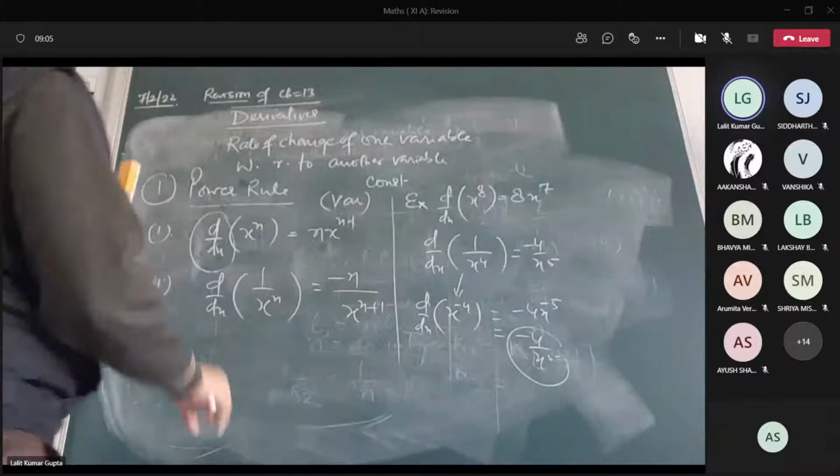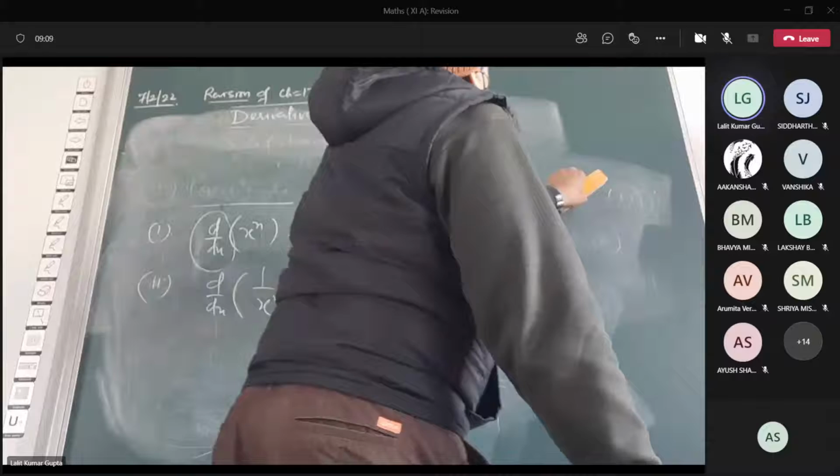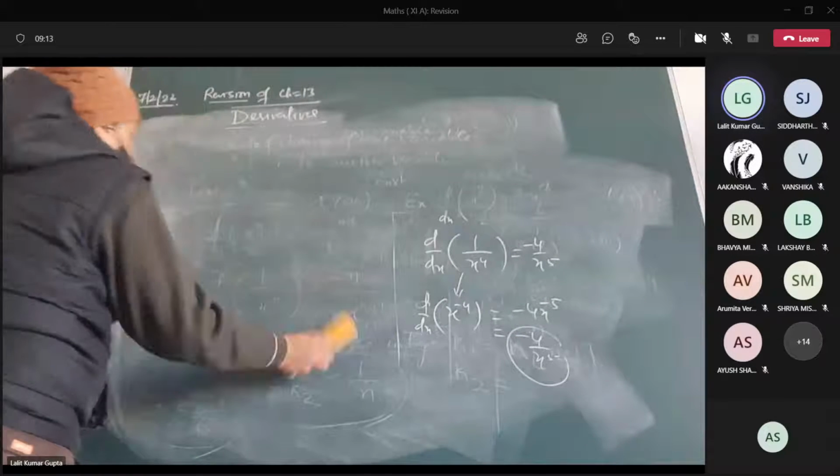So first is power rule, beta. Now second is trigonometric.